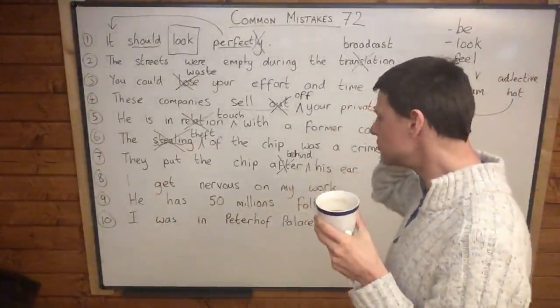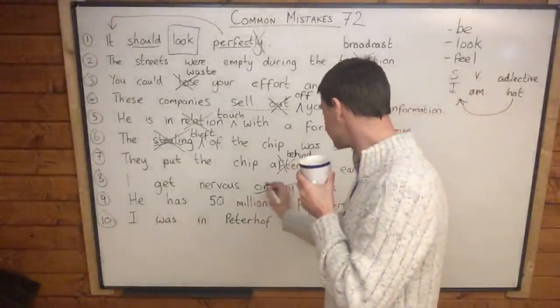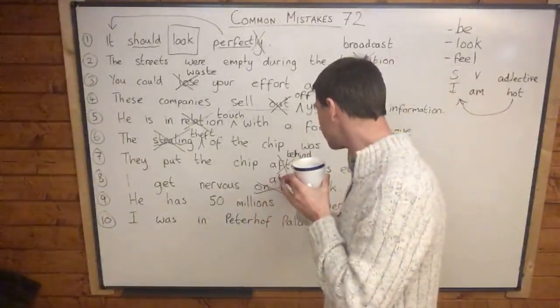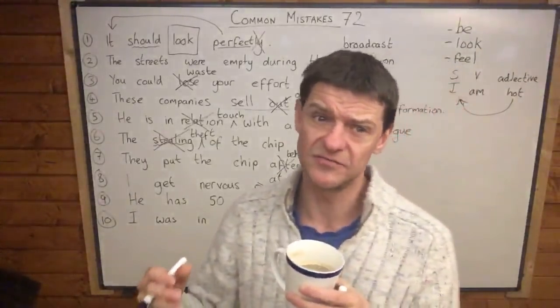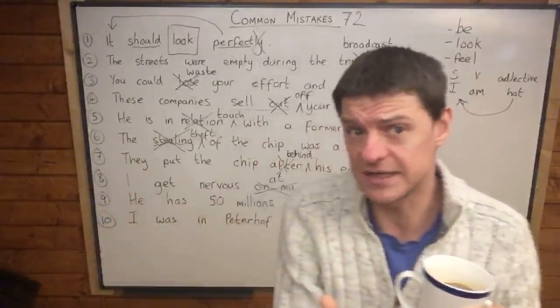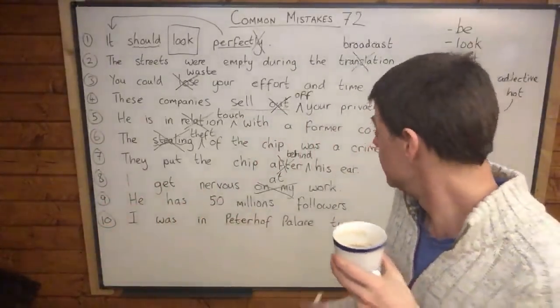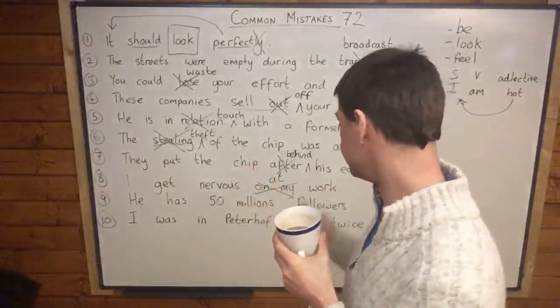Number 8, I got nervous on my work. Again, it's a vocabulary mistake. A lot of vocabulary mistakes today. I got nervous at work. We do say at work, and we don't say on work, and we don't really say my work either. I mean, whose work would you be at? So we don't usually use a possessive pronoun there. We'd usually just say at work. I get nervous at work, and then it's fine.